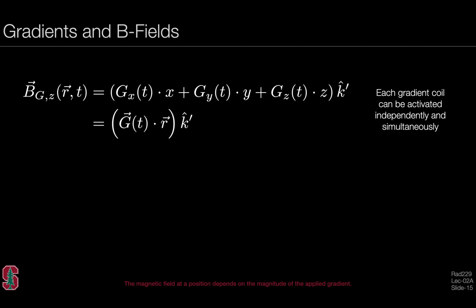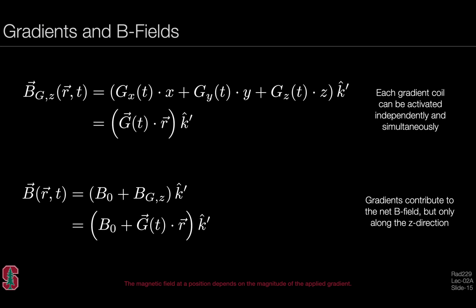So let's look at combining these things, because those magnetic field gradients can be activated independently and simultaneously. Here we're simply adding up the different magnetic field gradient components, and we can write this finally in vector notation to say that some gradient vector, which has X, Y, and Z components, is a function of time. When we dot it with a position relative to isocenter, that will tell us the magnetic field that's being generated at a particular point at a particular time.